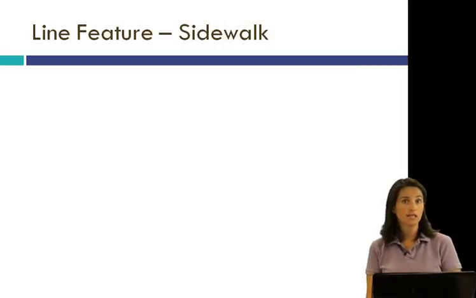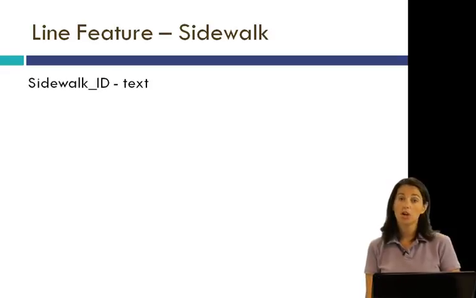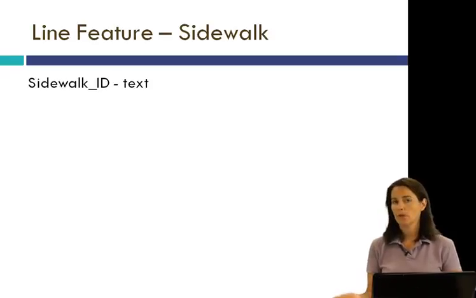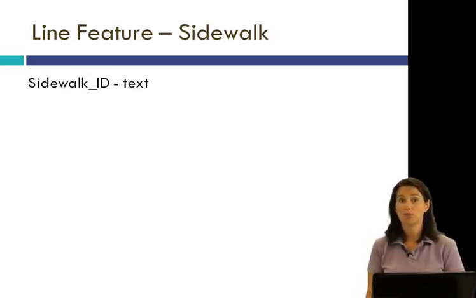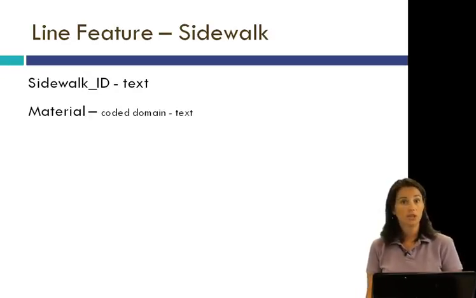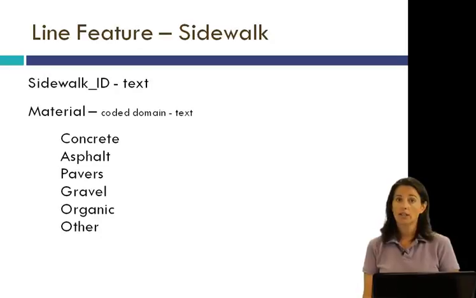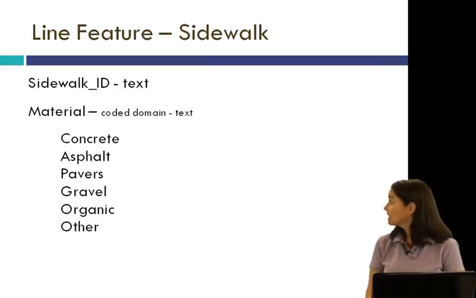The next feature is going to be sidewalk, and it's going to be a line feature. We're going to want to know the sidewalk ID. Not all sidewalks have IDs, some do. This way, if we need to put one in, we will have an option of putting one in. Material. We're going to have this be a drop down, so that's going to be a coded domain. It's going to be a text. Concrete, asphalt, pavers, gravel, organic, and other.